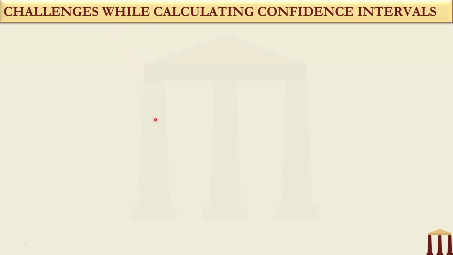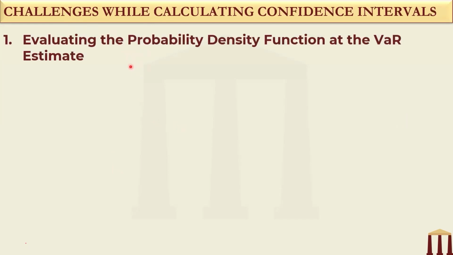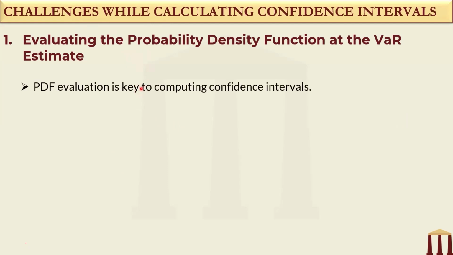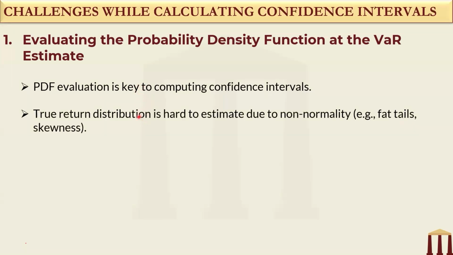So first challenge is that you need to evaluate the probability density function right at the VAR estimate. Okay, and that's not as easy as it sounds. Okay, because financial returns don't behave nicely. We all know that they have got fat tails, skewness, and non-normal behavior. So, of course, if we assume normality, the intervals might be way off because assuming normality may be quite misleading itself.